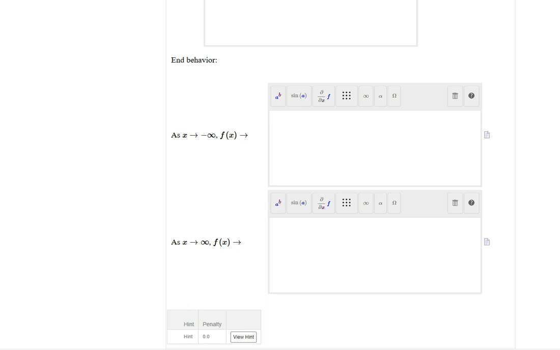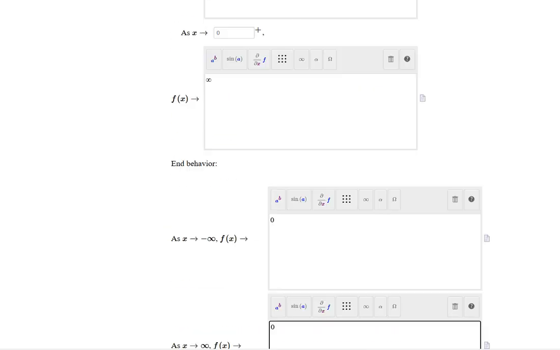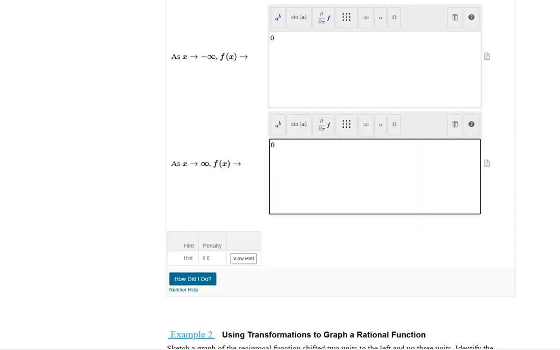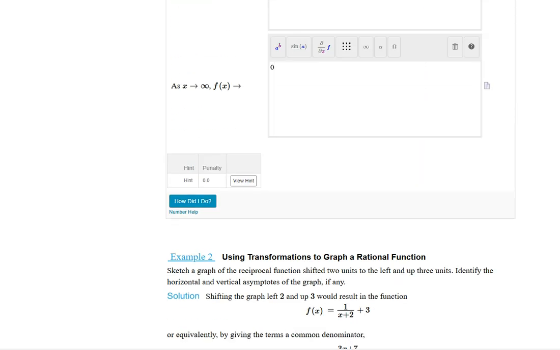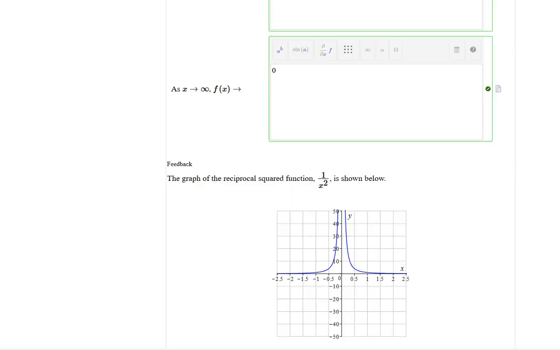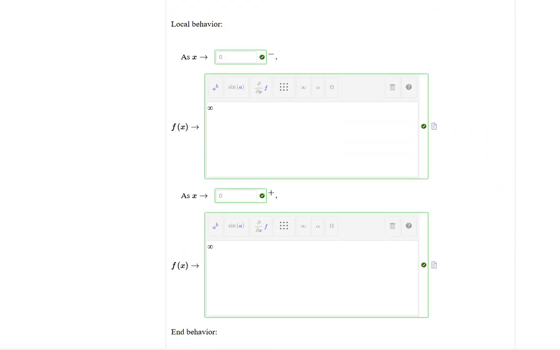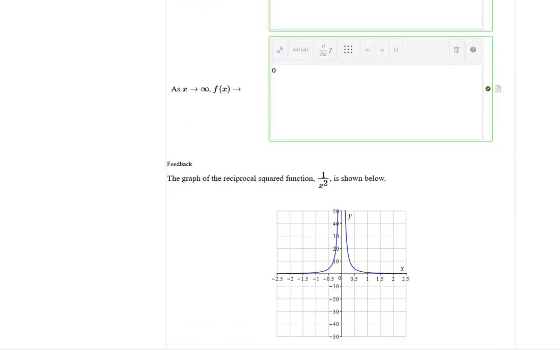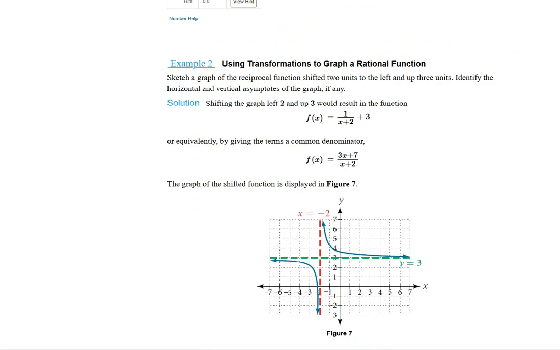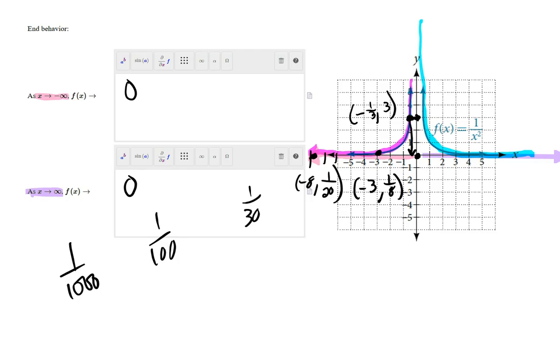So let me go back. On both of these it was 0, so I stick in 0. I'm pretty sure I have to type all of them in. Yes, I've got them all in there. Positive infinity, 0, 0. How did I do? Did I get them all? Yep. Green, green, green, green, green, green, green. And then here's the feedback that they give you. So I hope that made sense. What is the y-coordinate doing as the x-coordinate is getting closer and closer to 0, or closer and closer to positive or negative infinity?